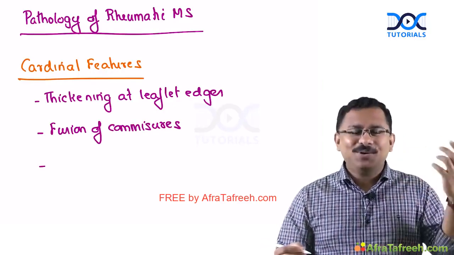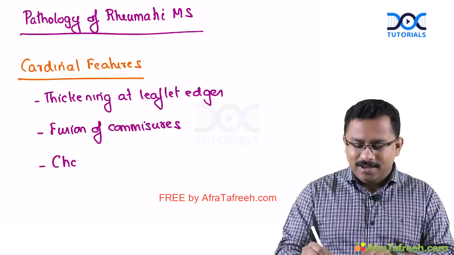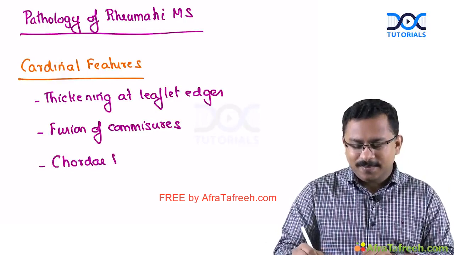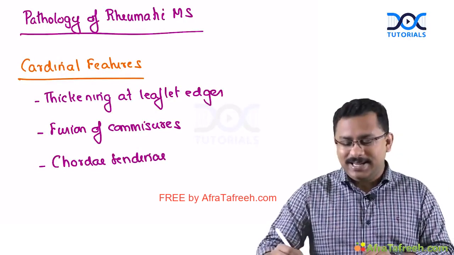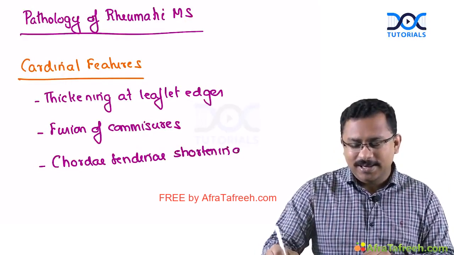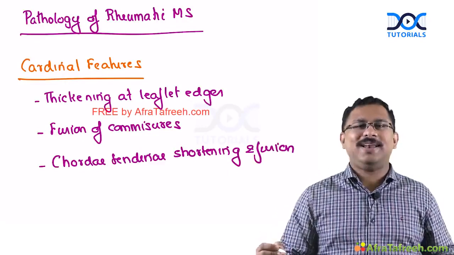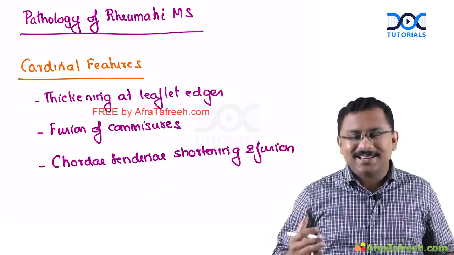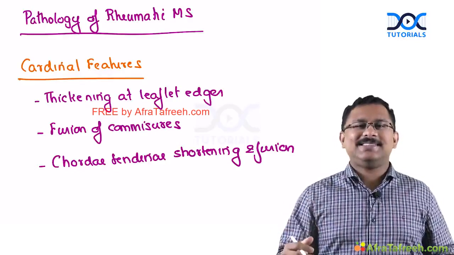And you remember about the chordae tendineae that I discussed. So there can be chordae tendineae affection. What sort of affection? There can be a shortening of the chordae tendineae and again a fusion of the chordae tendineae as well. So these are certain cardinal features of rheumatic MS.